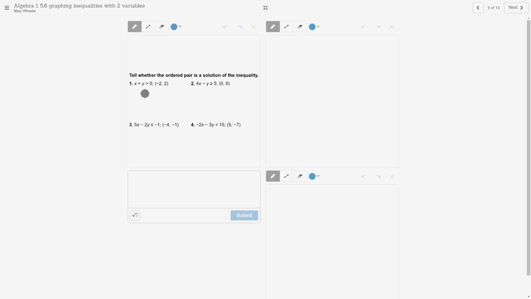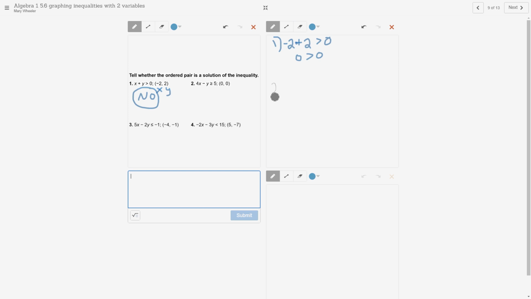So on this one, we want to determine whether or not it is a solution. If you are a typer and you want to type out your solution, you can do it right here. That square root sign will let you type math symbols. So on number 1, I'm just going to plug my x and my y in. So negative 2 plus 2 greater than 0. You end up getting 0 is greater than 0. Now 0 is equal to 0. We don't have an equal sign there, so that one is a no.